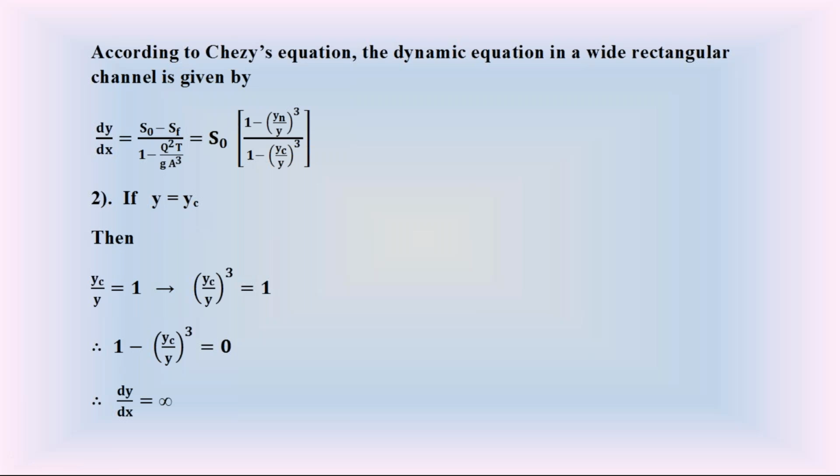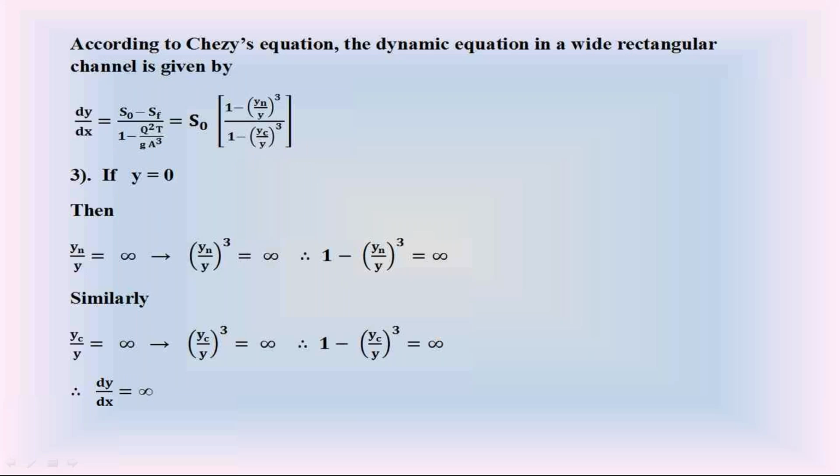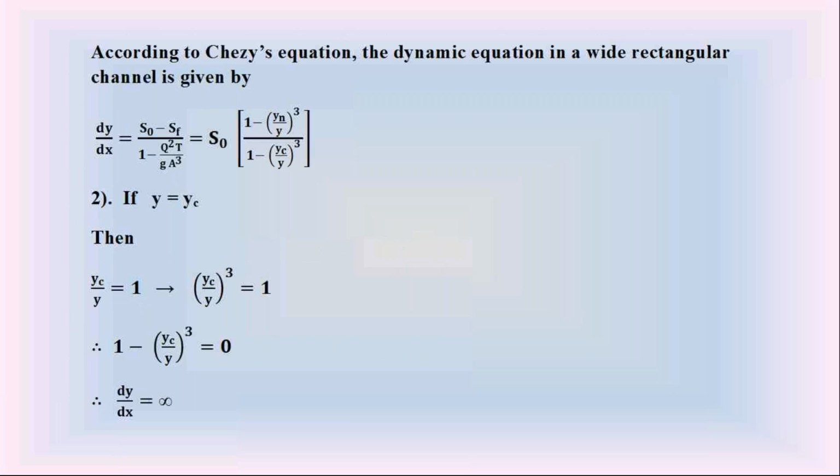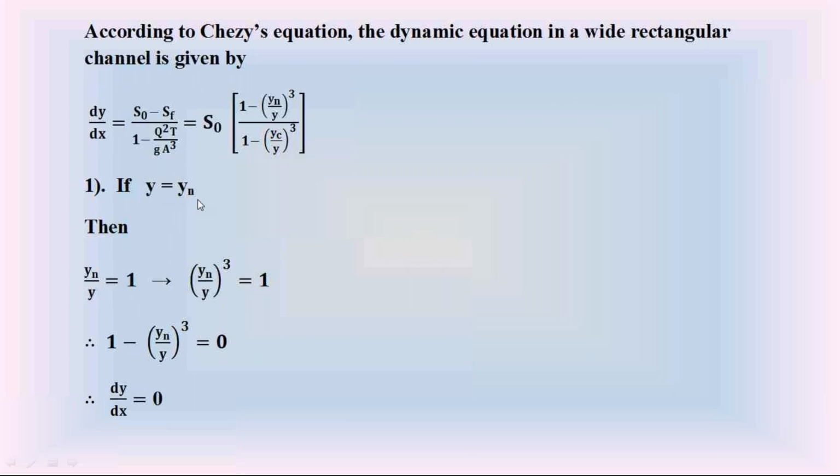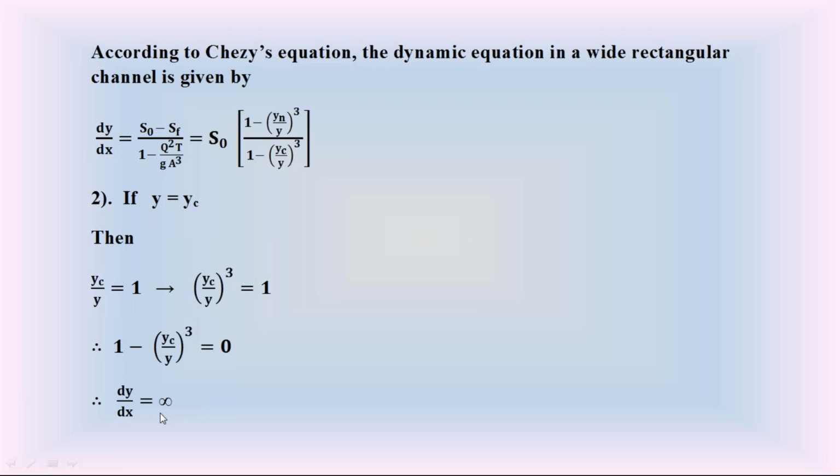So check this dy by dx carefully, dear students. First condition: if y is equal to yn, we discussed just now that the slope dy by dx is 0. Please note this down in the notes. If y is equal to yn, dy by dx is 0. Second condition: if y is equal to yc, dy by dx is infinity.